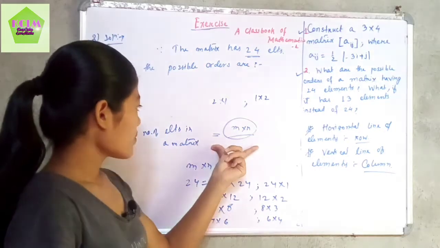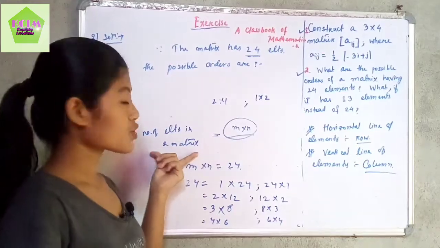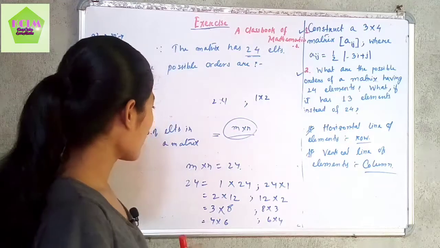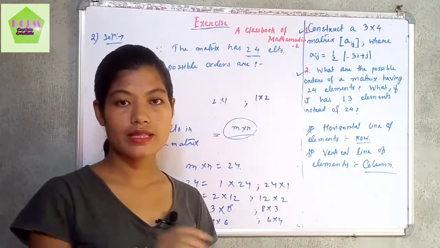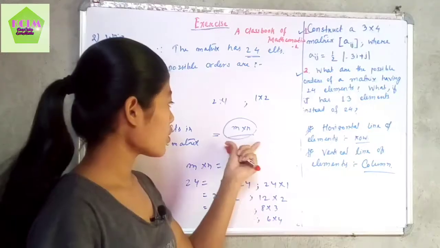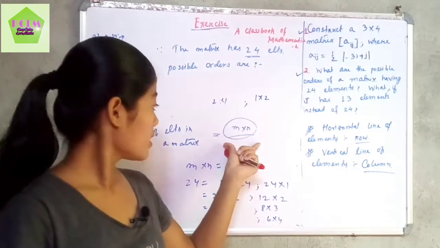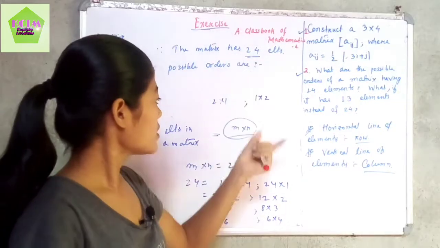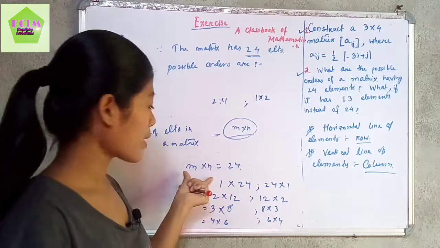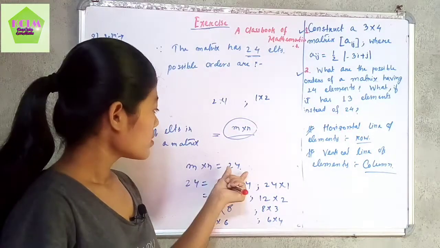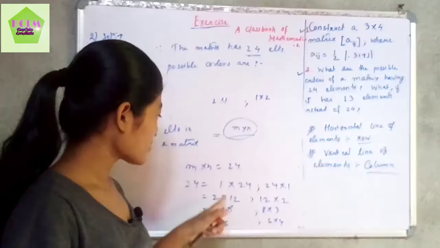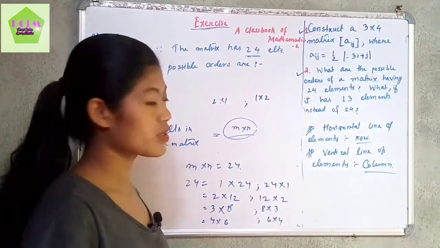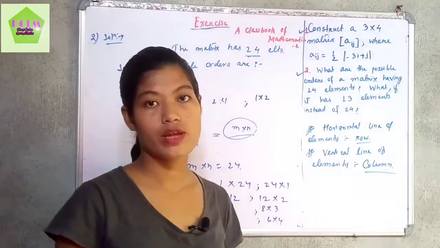I repeat again, we all know that to know the order of a matrix we need the number of rows and number of columns, and the total number of elements in that matrix is equal to the product of the number of rows and number of columns. Since we are given the total number of elements in the matrix, that is 24, that means 24 should be equal to m by n. Now if I factorize 24 I will get 1 into 24 up to 4 into 6. So these will be the possible orders of this matrix having 24 elements.